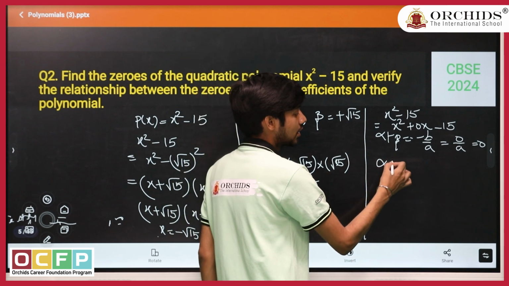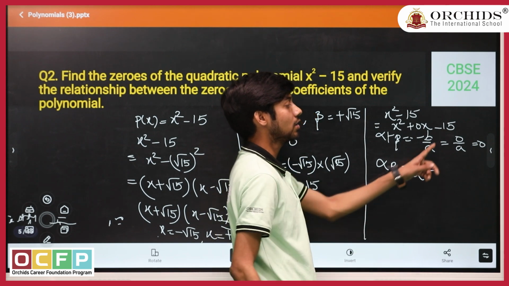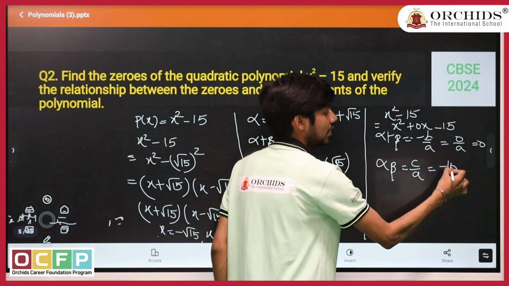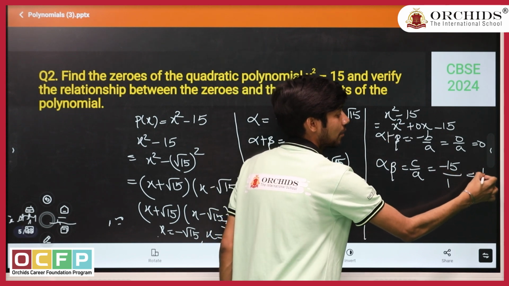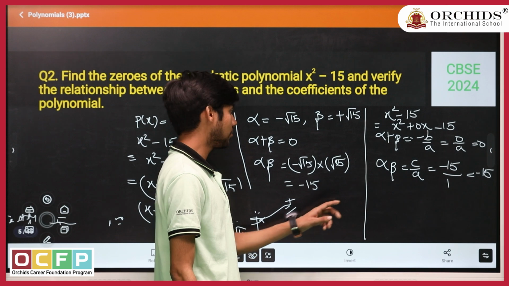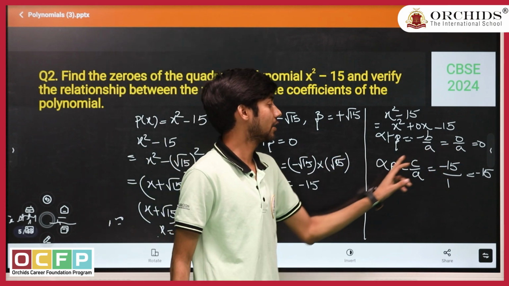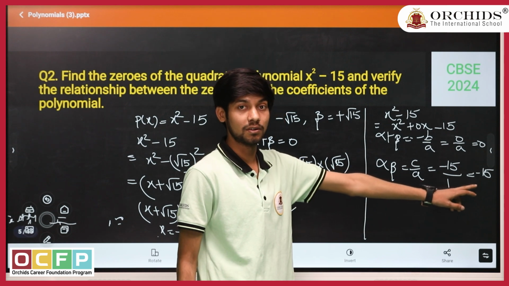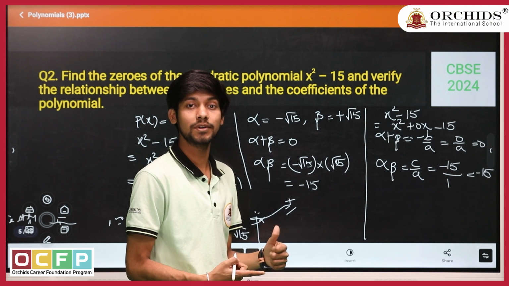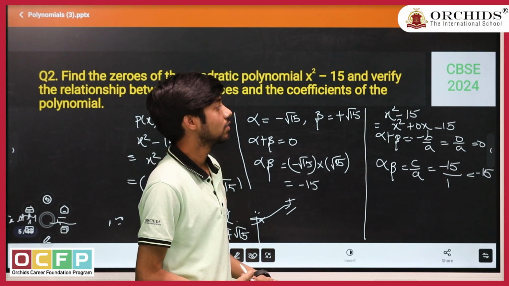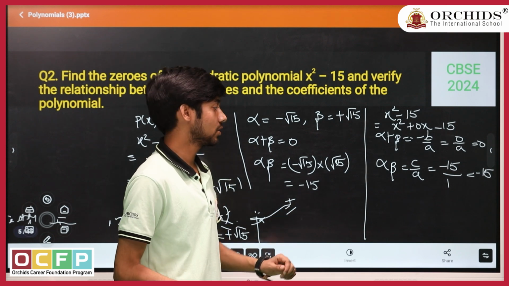and product of zeros, that is alpha into beta, is equal to c by a. So what is c here? Minus 15, and a is the coefficient of x square, that is 1. Minus 15 by 1, minus 15, and we got alpha plus beta as 0 and alpha into beta as minus 15. So this verifies the relationship of coefficients with zeros. Okay, this question was asked in 3 marks. Now let's move with the next question.